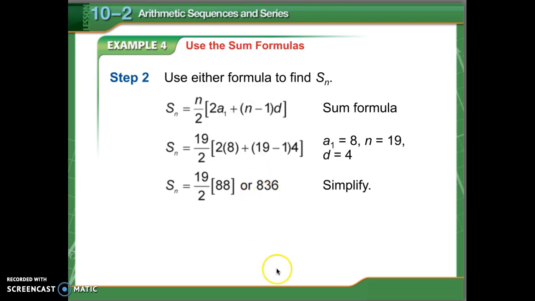And these 3 steps were obviously a lot easier than by hand adding 8 plus 12 plus 16 plus 20 plus 24 plus 28 plus 32, etc., etc., etc., all the way up to 80.